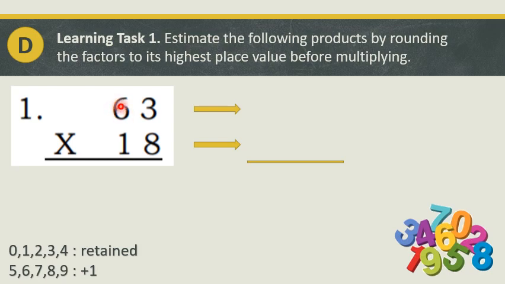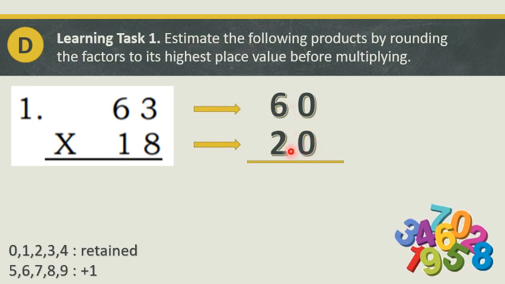Kapag ni-round off natin sa 6, sa tens place, ano ba ang katabi ng tens place natin? 3. So, ang 3 ay retained. Ibig sabihin yung 6 ay yun pa rin siya. Okay? So, kaya siya magiging 60. Then, yung 18, ito yung kanyang nasa pinakakaliwa. So, ang katabi niya is 8. Malaking number ito. Ibig sabihin, yung 1 natin ay magiging 2. Kasi magpa-plus 1 tayo. And then, tapos na tayo ditong mag-rounding off. Yung 63, naging 60 na siya. Yung 18, naging 20.